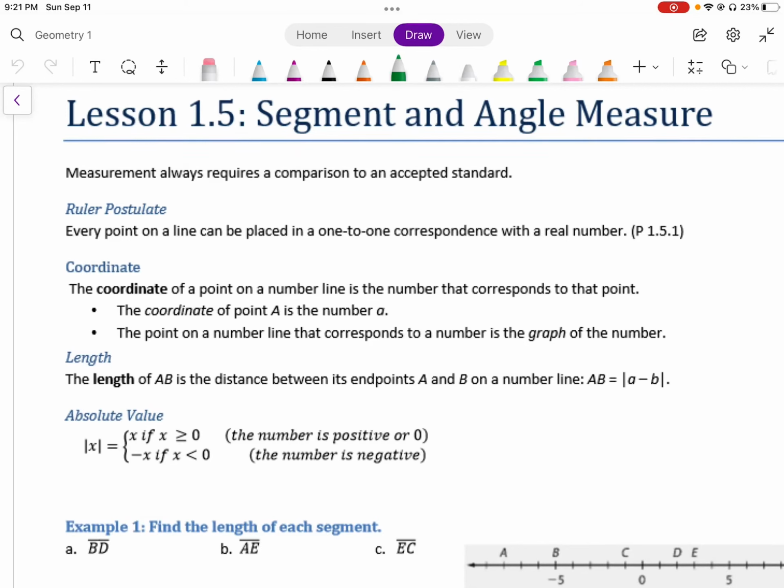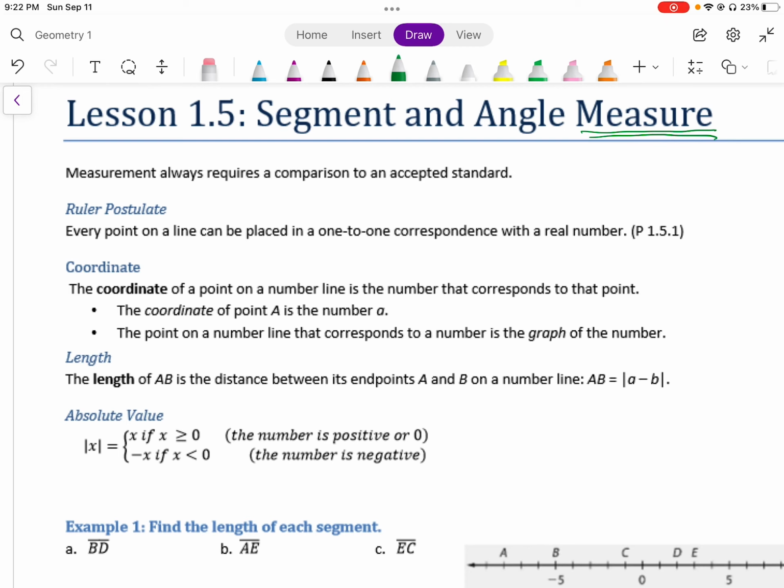Here we are looking at lesson 1.5, segment and angle measure. So we are going to be talking about measure. And right away, talk about measurement a little bit. Measurement always requires a comparison to an accepted standard.